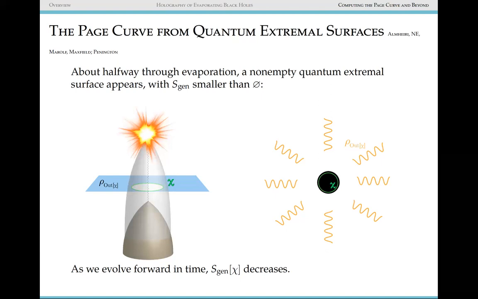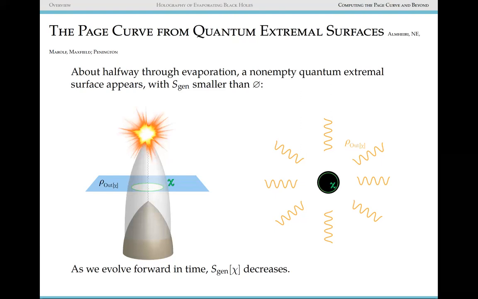But at the Page time, meaning about halfway through the evaporation process, a new quantum extremal surface begins to dominate, meaning it has a smaller generalized entropy, which I'll remind you is the sum of the area over 4 Planck units plus the von Neumann entropy. That has a smaller generalized entropy than the empty set. And indeed, what we begin to see is that the entropy starts to decrease. So this is at a single moment in time, and this is that moment of time illustrated here. You'll notice this quantum extremal surface sits just a little bit behind the event horizon. It's not actually at the event horizon, just a few Planck lengths behind it. All right, so that's a recap of last time.